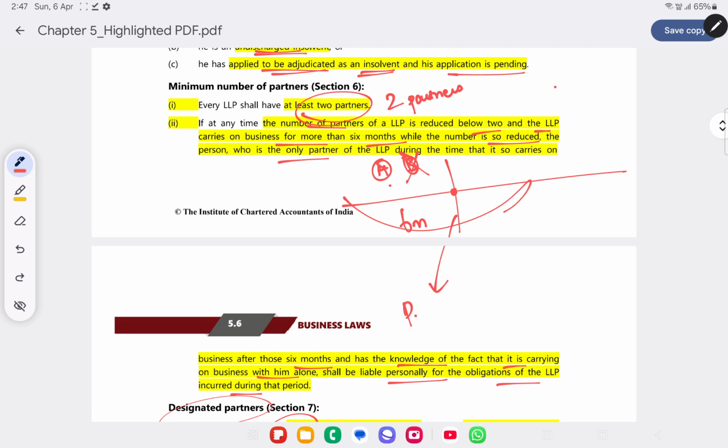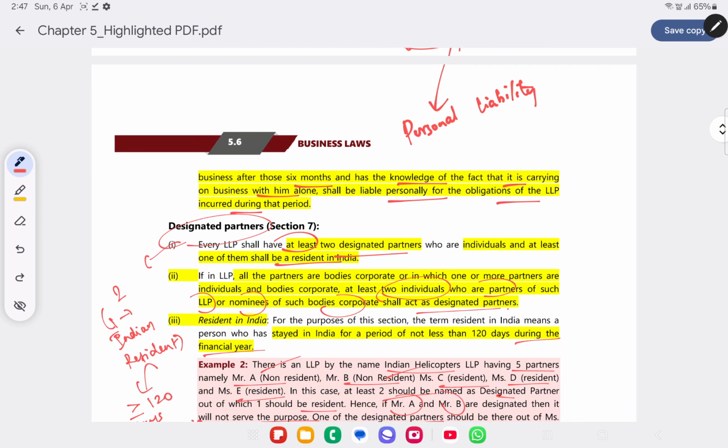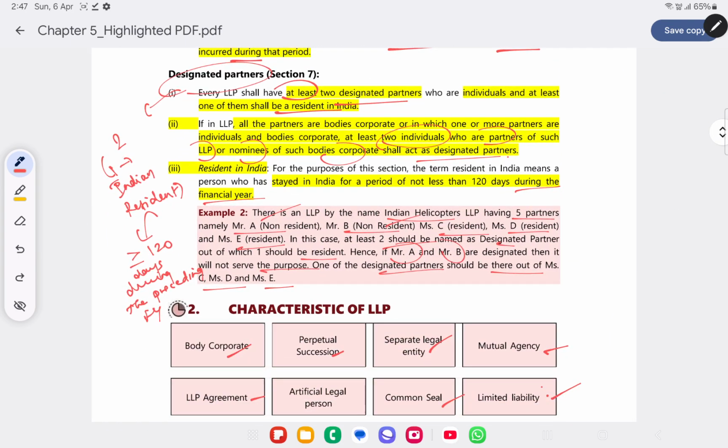Generally, in case of LLP, there's no personal liability, but in this case, if he is carrying on the business for more than 6 months, then he is personally liable for all the obligations incurred during that period. What do you mean by designated partners? So designated partners.